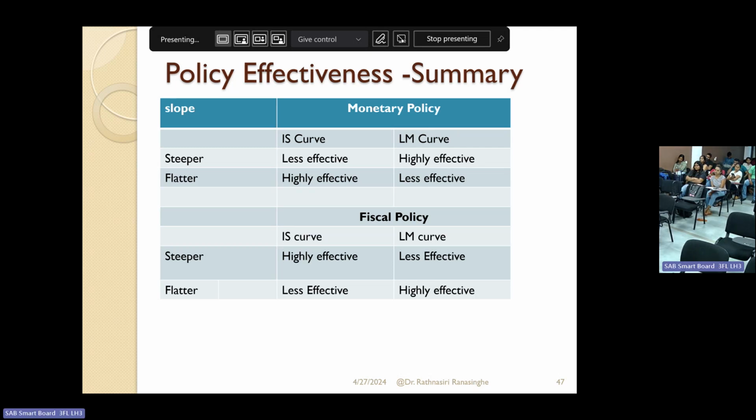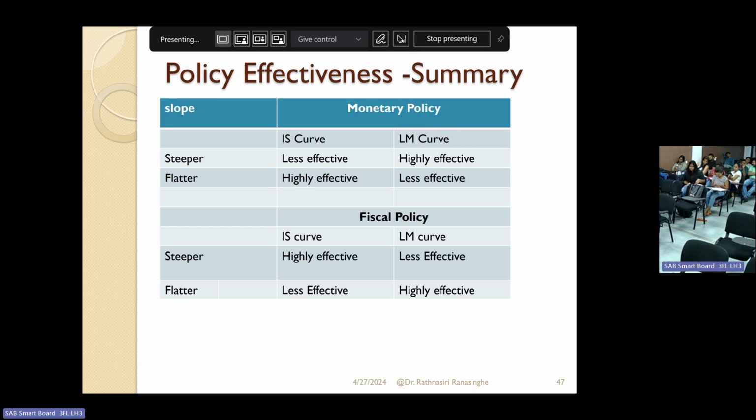Now, we are going to explain such situations graphically. So we take the monetary policy and the slope of the IS curve. Take the monetary policy; the slope of the IS curve you can find.